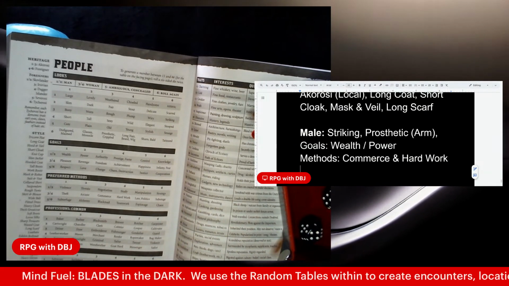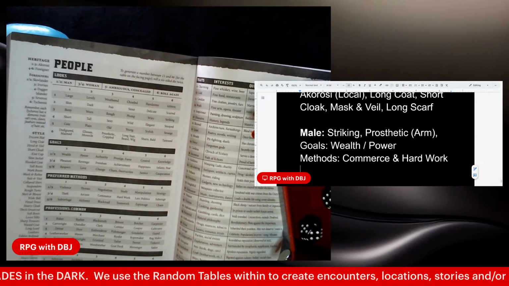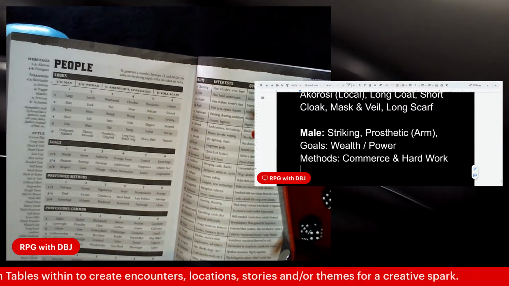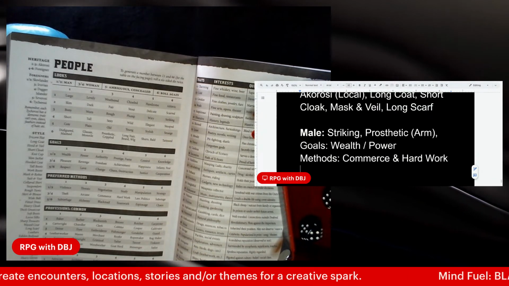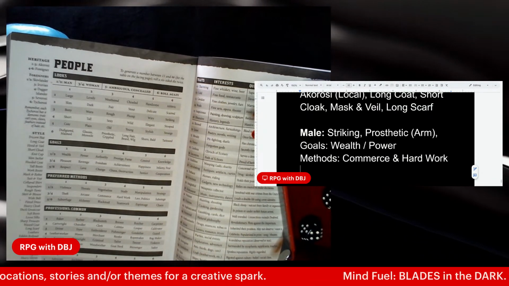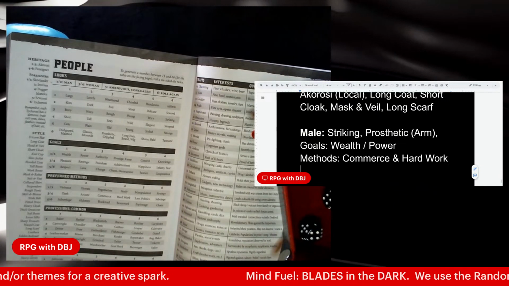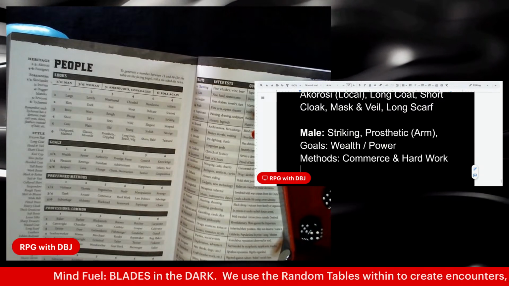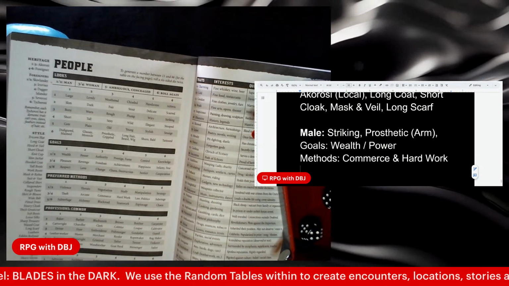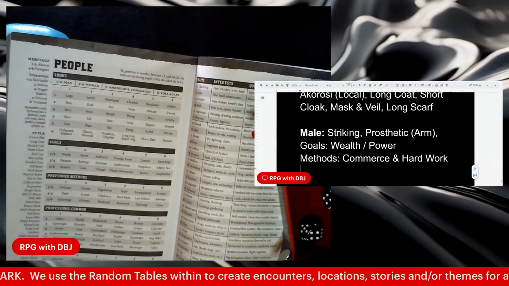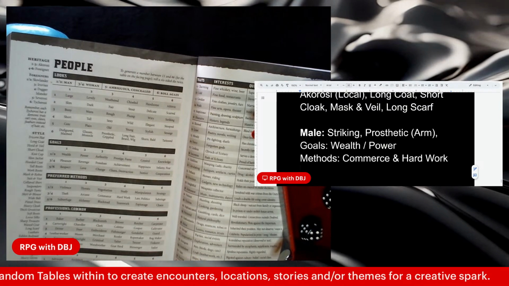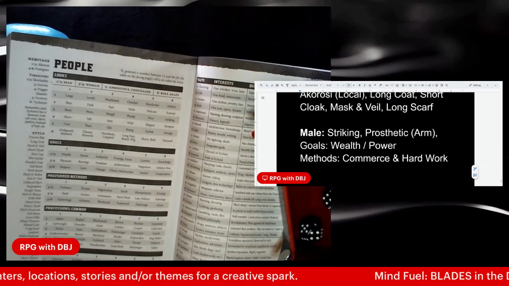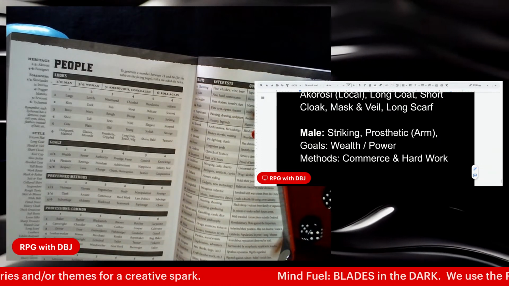And this individual could be spread out to be larger. Maybe there's a union leader, but there are also these other people, somebody in a short cloak, maybe a person in a mask and veil, maybe a young lady with a long scarf or something like that. And they all have a similar look to them. And they are here to recruit even more longshoremen to their cause. And because they've put in the work, maybe they are respected.